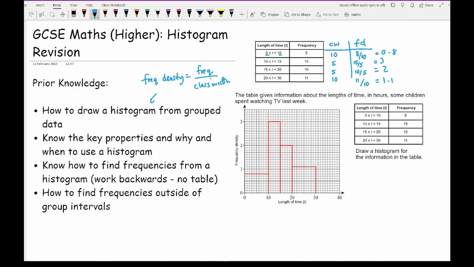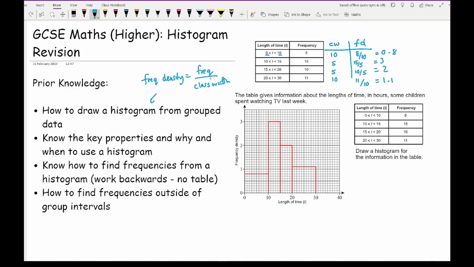The next thing you need to know is the key properties of a histogram and why and when we use a histogram. Now the key property of a histogram is that the area of the bar refers to the frequency. So unlike a bar chart where it's the height, here it's the area of each bar that represents the frequency.